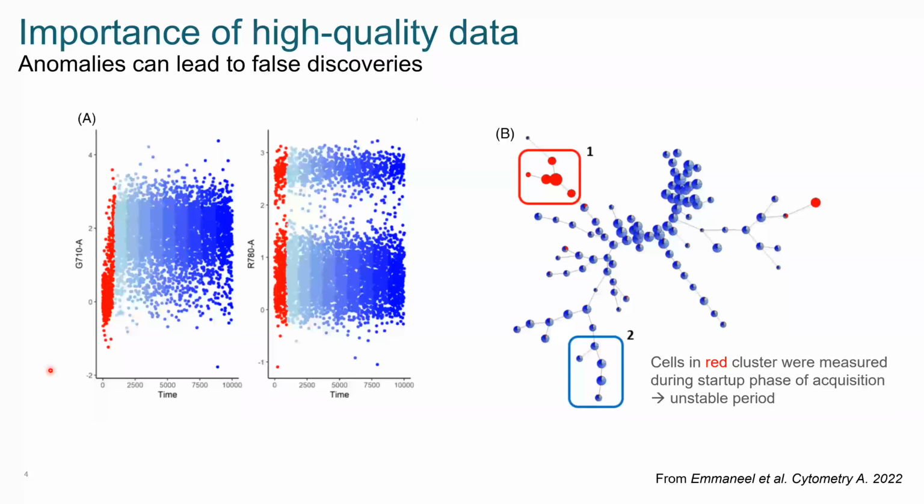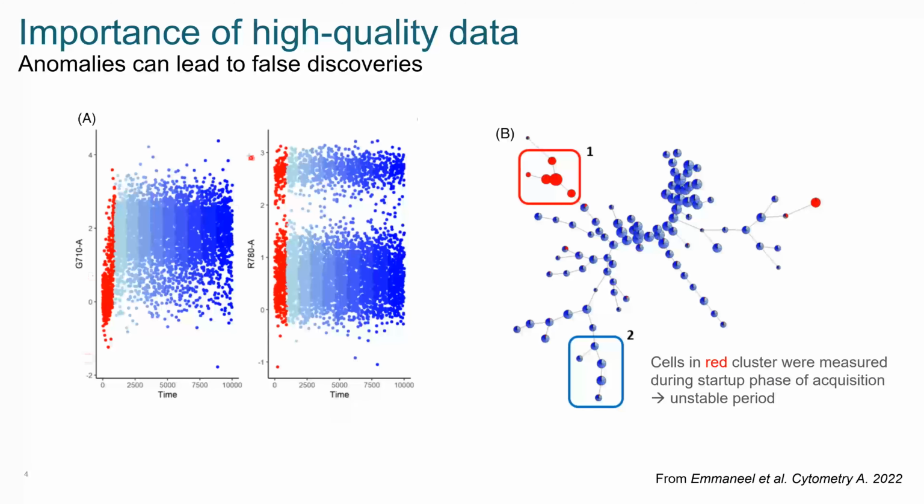So one popular tool in high parameter analysis is clustering, right? With clustering, we're doing the unsupervised identification of populations in our sample to save us the time of all this manual gating. This is actually a plot that I took from the publication describing the tool that we're going to be talking about today. And here we're illustrating, again, the importance of quality control and what can happen if we don't do quality control on our samples and start to do these unsupervised analyses.